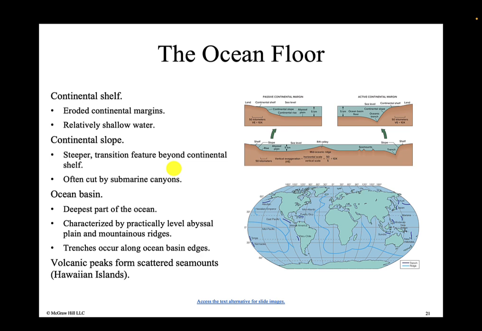Then the last portion of the ocean floor would be the ocean basin. The ocean basin is literally the bottom of the ocean floor, okay, which is the deepest part of the ocean floor. The ocean basin is characterized by the abyssal plain. The abyssal plain is the actual floor of the ocean, literally the plain floor of the ocean. We also have some ridges. Those ridges are the mountain chain.